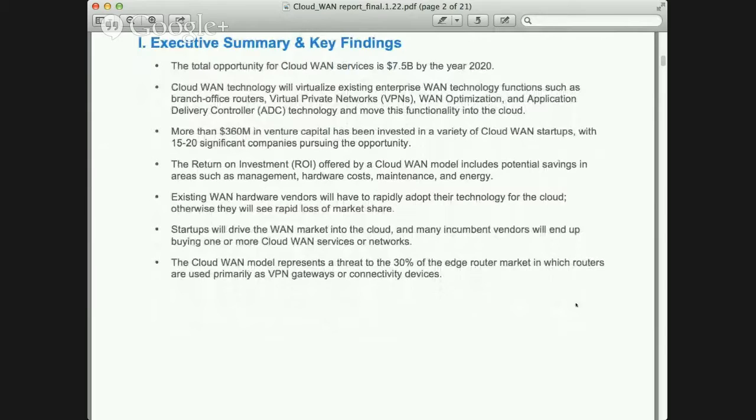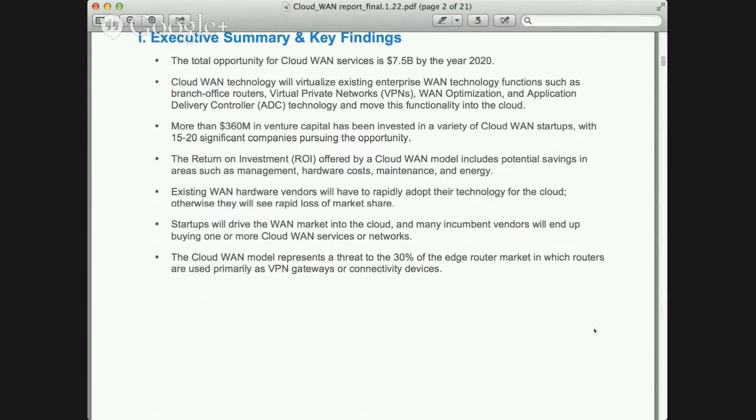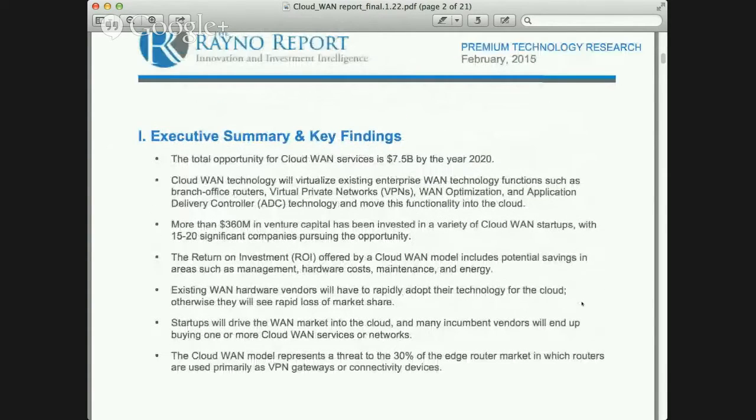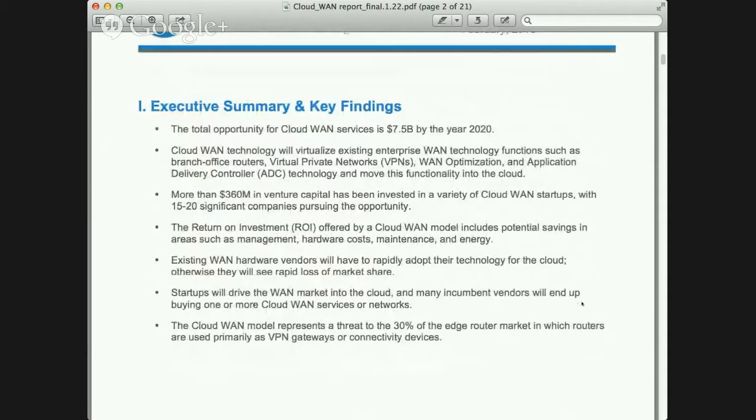And what does this mean for the incumbents? It means all these players with these specialized hardware devices are having to rethink their business. How do they deploy this as a service in the cloud, and how do they virtualize the functionality? So you're going to see this trend continue. You're going to see the startups pushing the market, and you're going to see the incumbents adopting their solutions for the cloud.